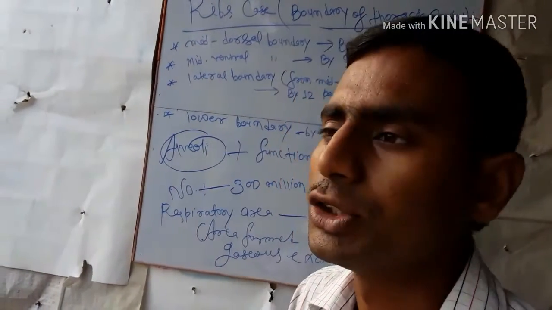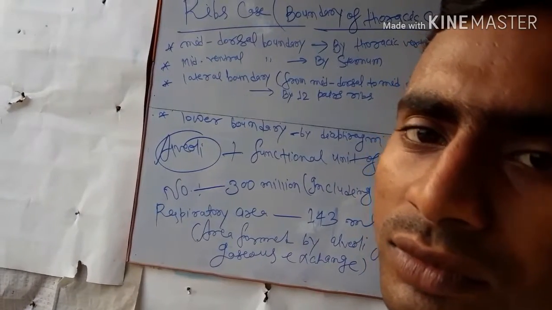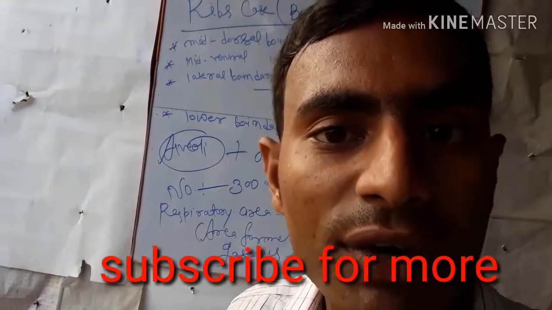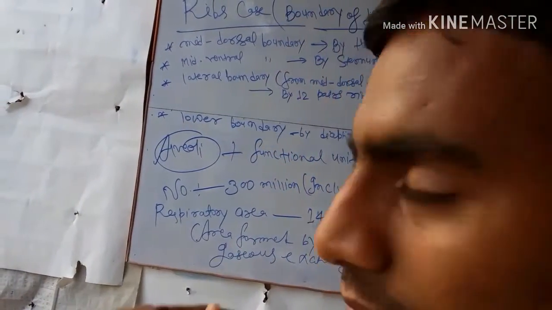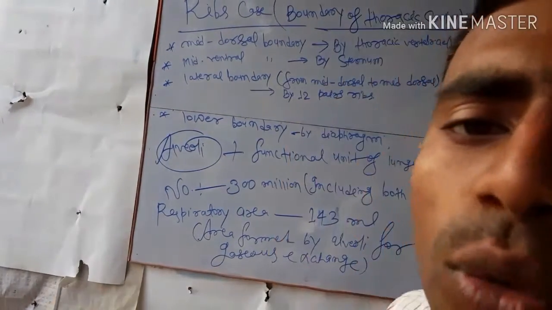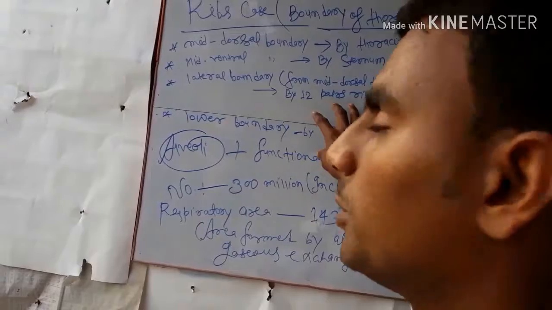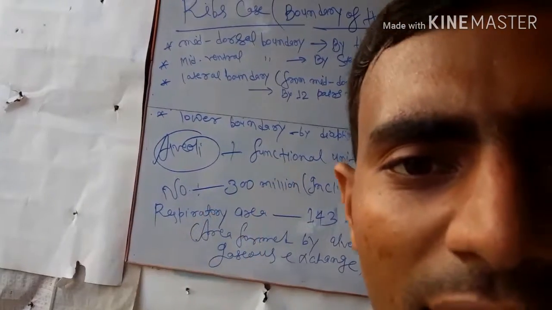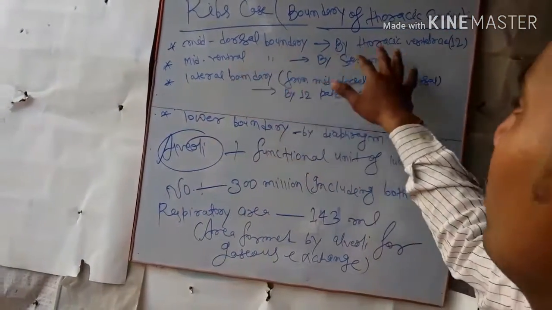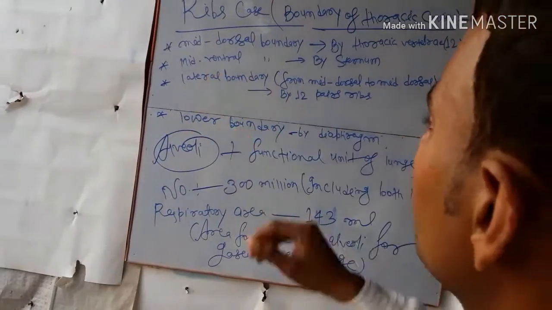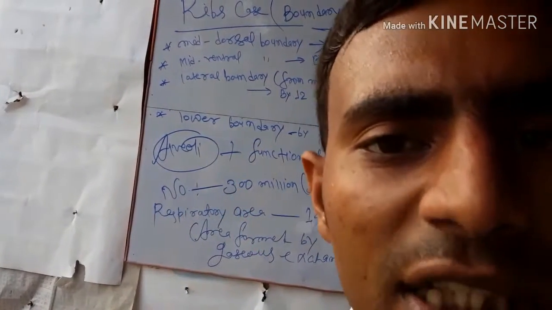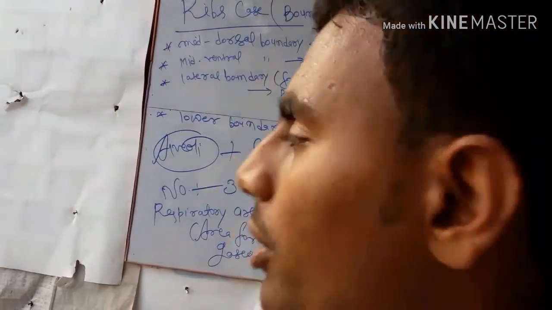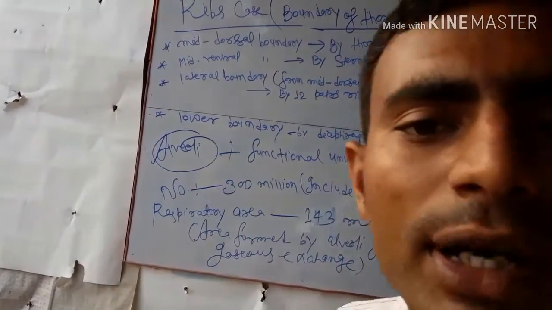We will try to show you this from the figure. Below the lungs, on the lower surface of the lungs, the diaphragm is present in this way. This is the lower boundary, the diaphragm. So the mid dorsal boundary is the thoracic vertebrae, 12 in number. The mid ventral boundary is the sternum, the bone of the chest. The lateral boundary from mid dorsal to mid ventral is 12 pairs of ribs. And the lower boundary is the diaphragm.